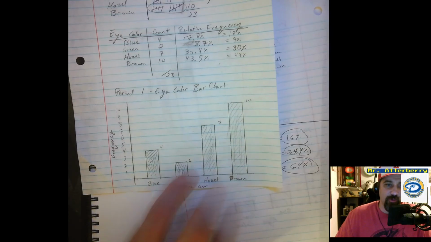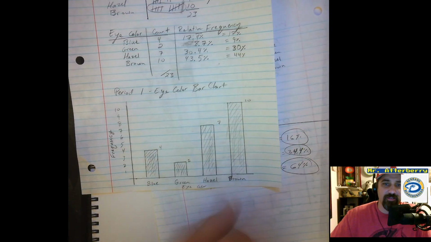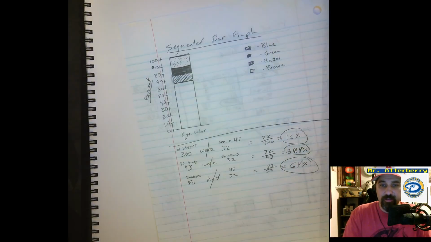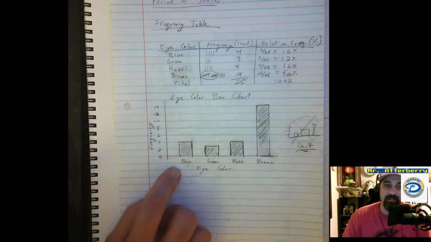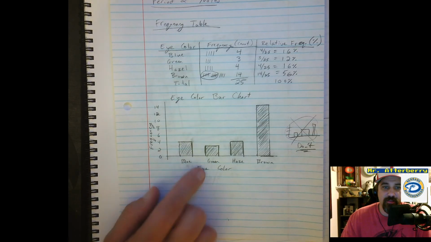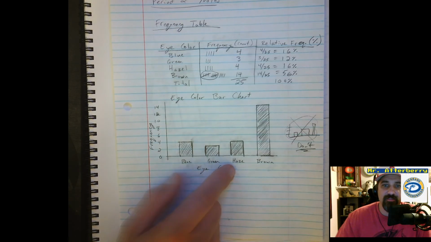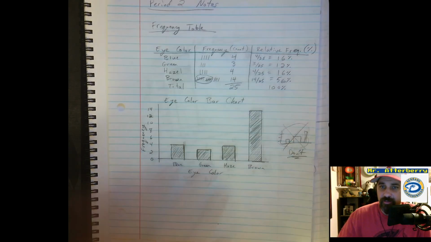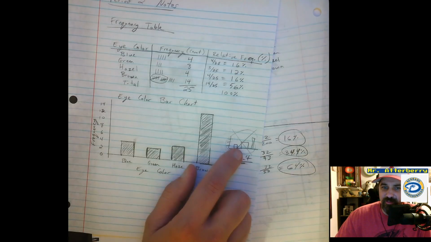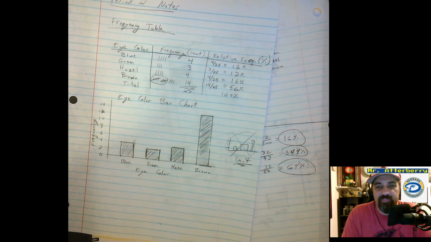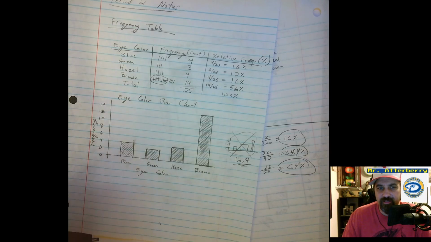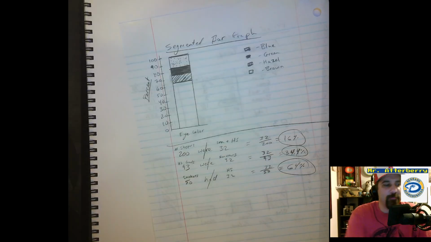Period 1, you'll notice, was kind of similar. They had 4 blue eyes, 2 green eyes, 7 hazel, and 10 brown. With period 2, they had 4 blue eyes, 3 green eyes, 4 hazel eyes, and 14 brown. Once again, I made a little note here. It says don't make it all weird. Don't make it skinny and wide and just an odd shape. Try to keep them consistent. Do the best you can to keep them consistent.